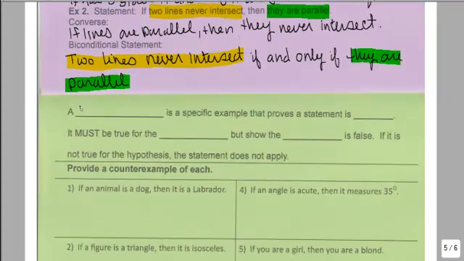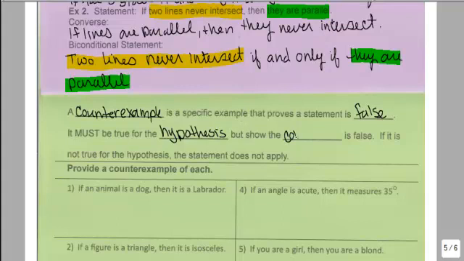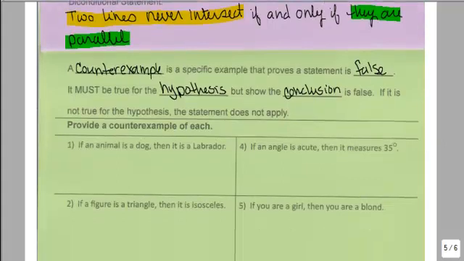A counterexample is a specific example that proves a statement is false. It must be true for the hypothesis, but show the conclusion is false. If it is not true for the hypothesis, then the statement does not apply.